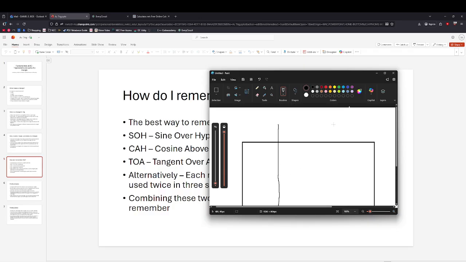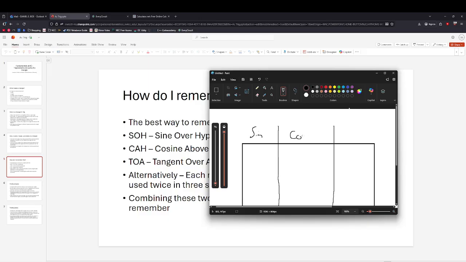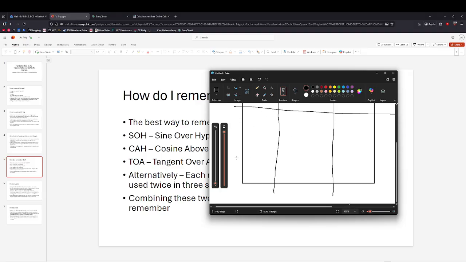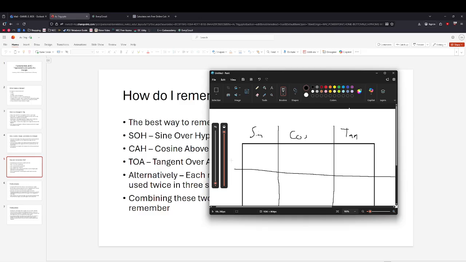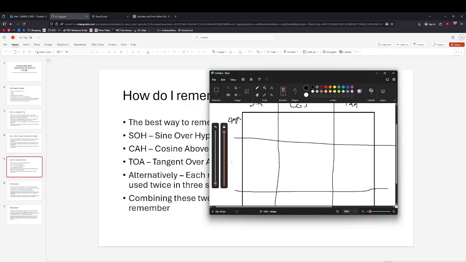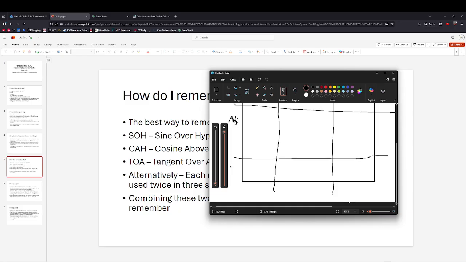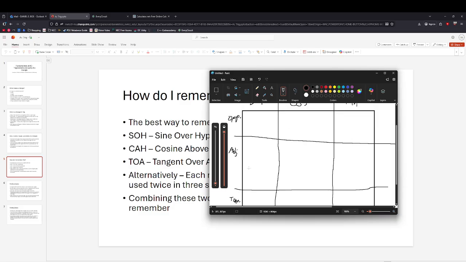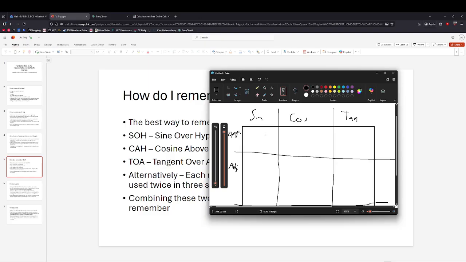do a line there. And a line there. Label is sine, cosine, tangent. Line there. Line there. Well, actually, instead of writing A, because that can get confused with adjacent, we're going to write op for opposite, adj for adjacent, tan for tangent.